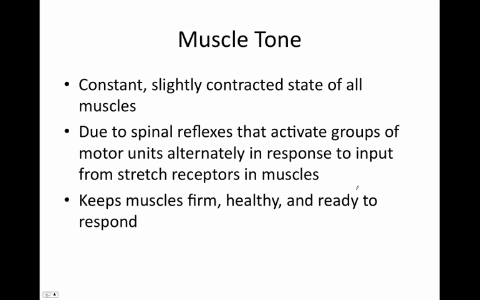Muscle tone is a constant, slightly contracted state of all muscles due to spinal reflexes that activate groups of motor units alternately in response to input from stretch receptors in muscles. These stretch receptors are really ingenious feedback for our muscular system. They exist within all of our muscles, and this feedback says, okay, we're stretched enough or we're not, and in order to maintain our muscle firmness, allowing us to be ready to respond, we're always having muscle contractions to a certain extent to maintain our muscle tone.